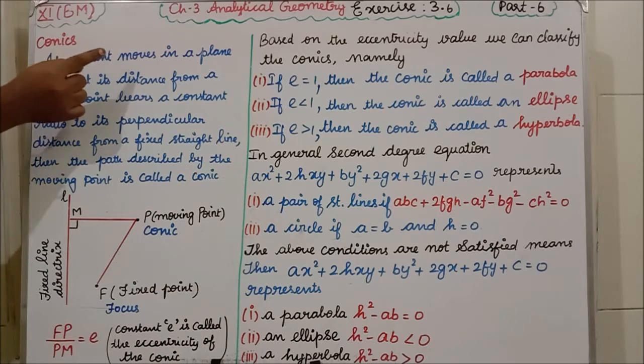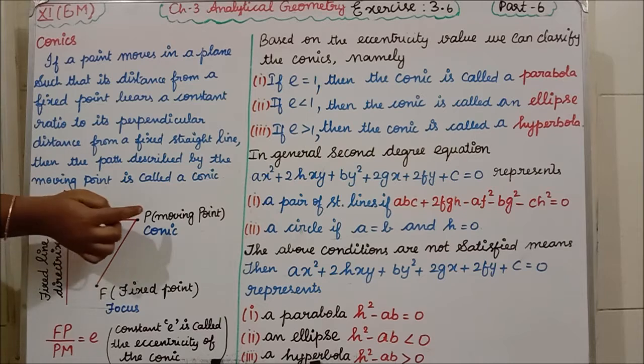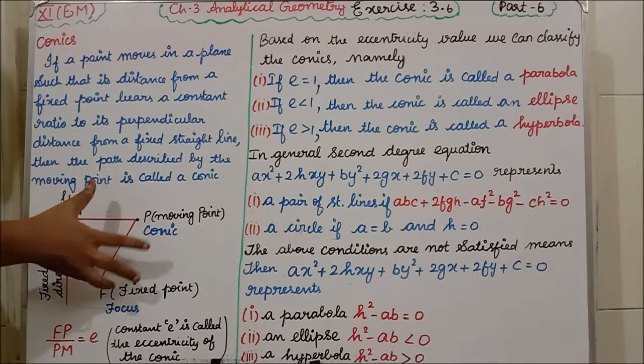See, if your point moves in a plane, now consider this is one plane. One point is moving. Now this is the moving point I have written, such that the distance from a fixed point. The distance from the fixed point means I have taken this as the fixed point. The fixed point we will call the focus. The fixed point bears a constant ratio to its perpendicular distance from the straight line. See, this moving point is perpendicular to the straight line, isn't it? Then we are describing the path.